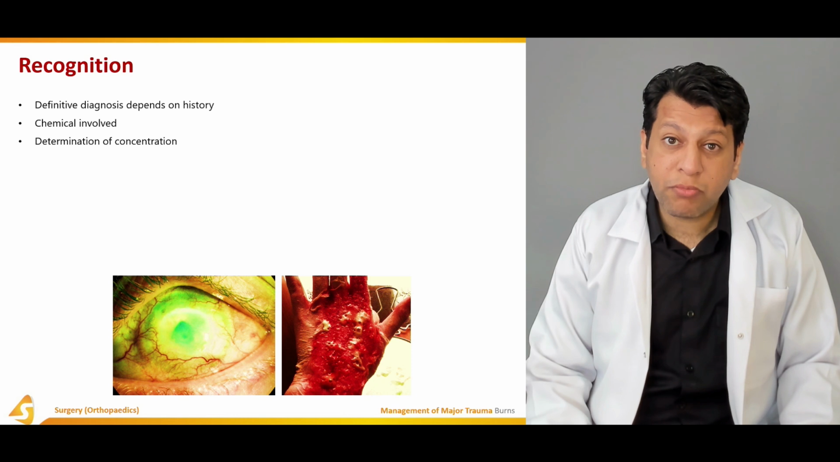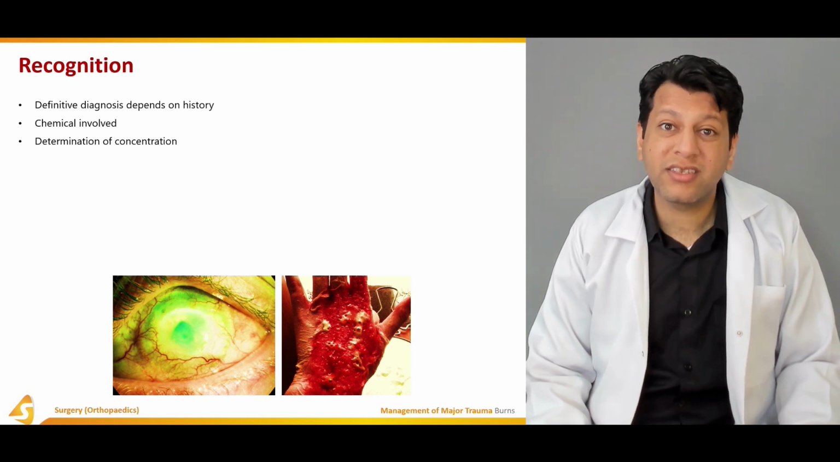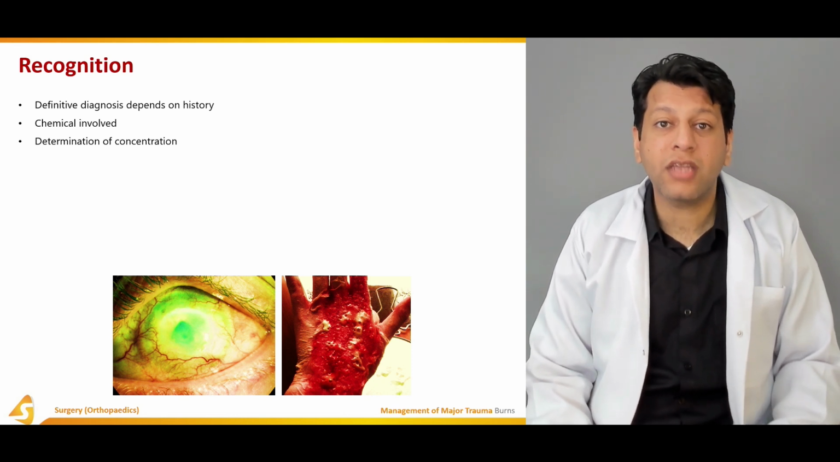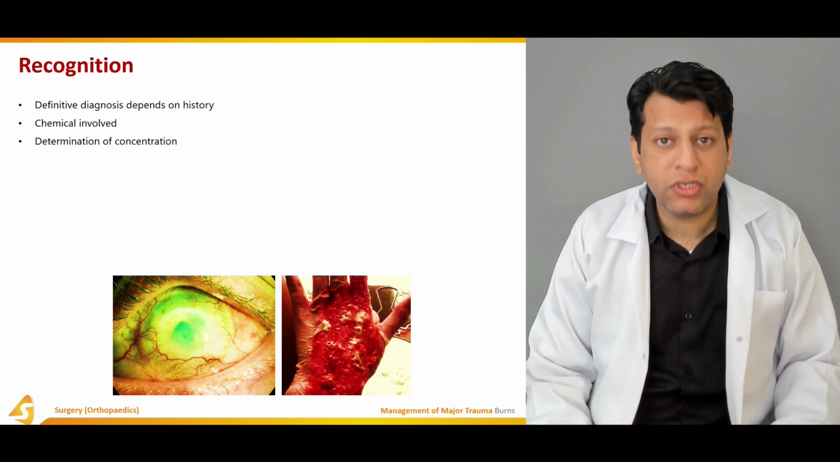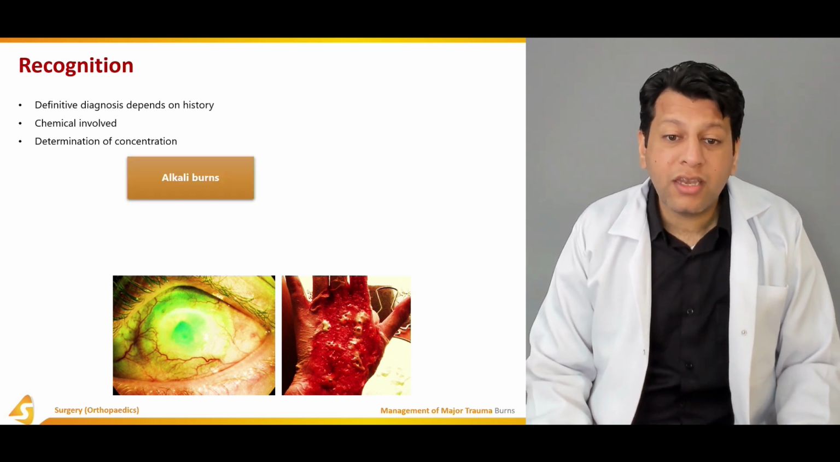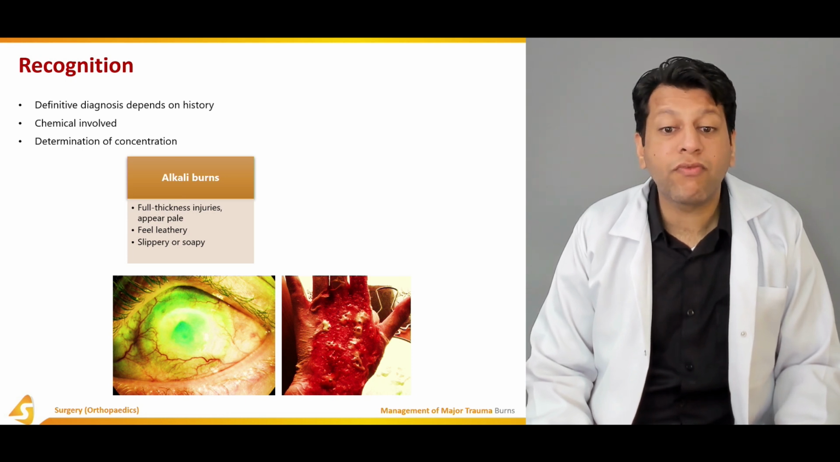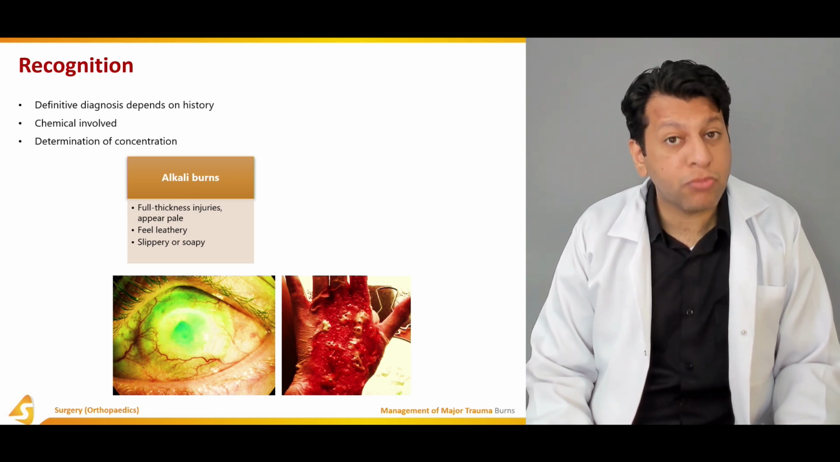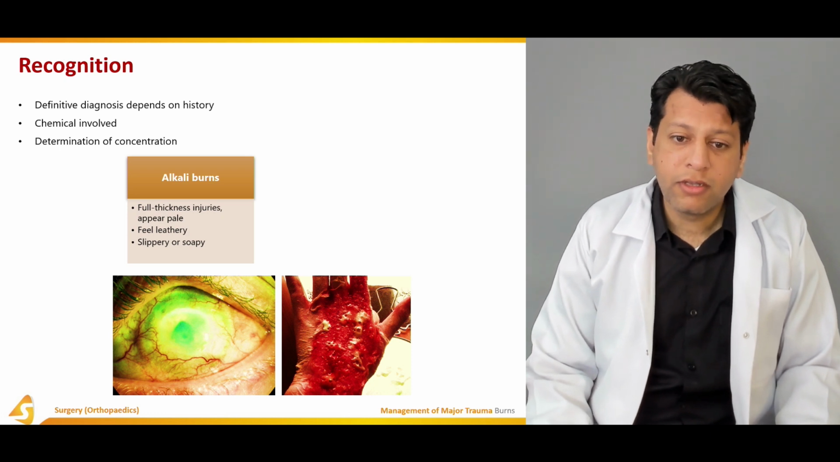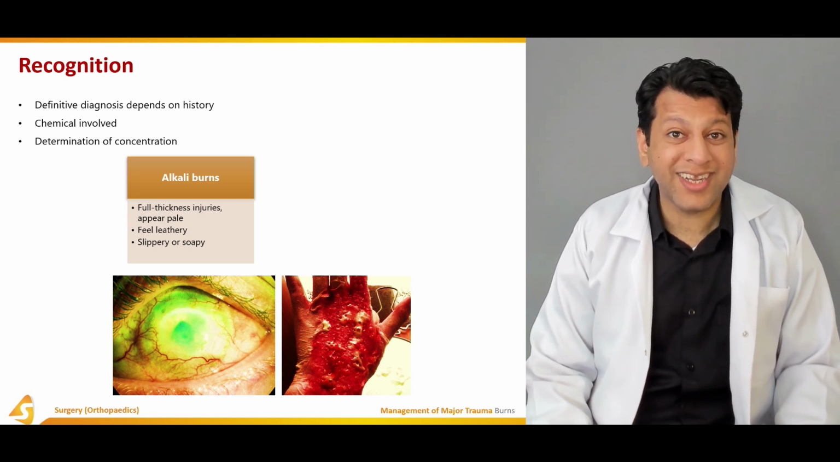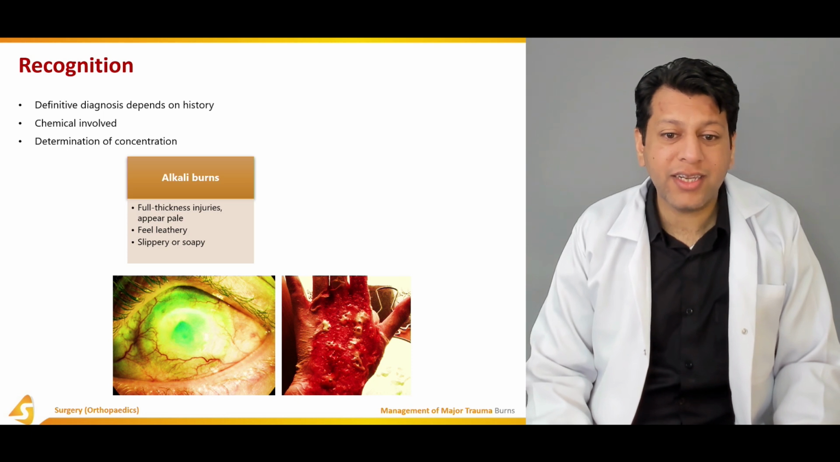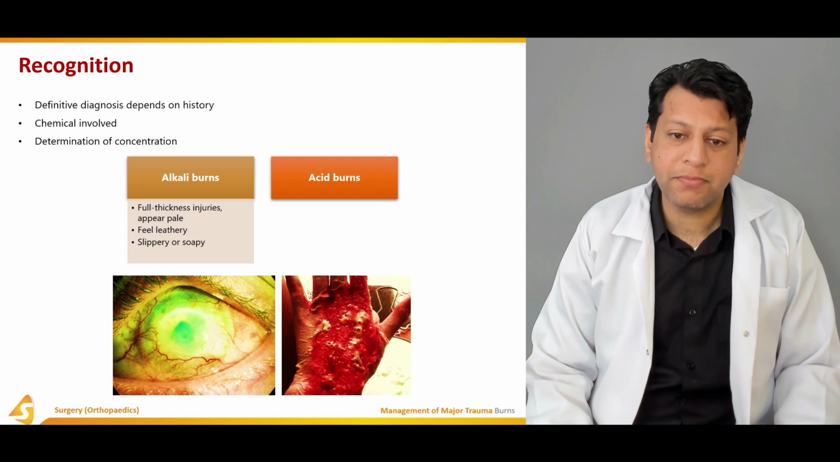Its concentration is important, because the higher the concentration of the chemical and the greater the time of exposure, the more damage it will cause. So alkali burns usually appear on clinical examination as full thickness injuries, as they penetrate deeper into the tissue. They appear pale, that is, the skin is pale, leathery, and usually a slippery or soapy surface is seen on the skin.